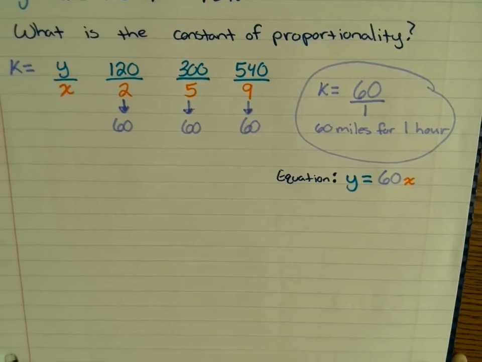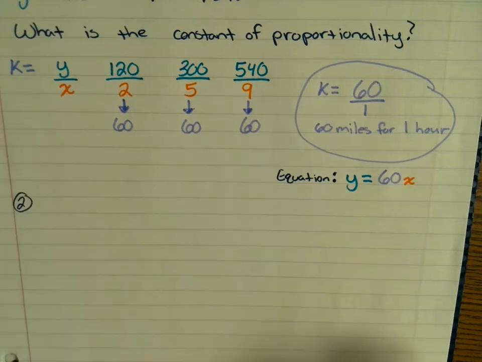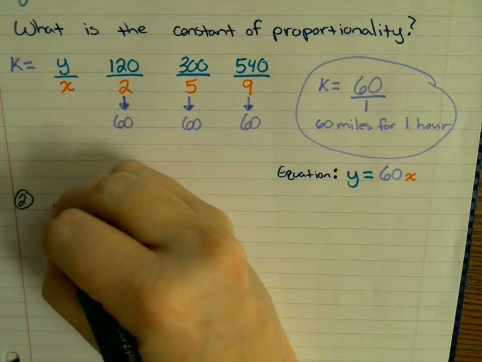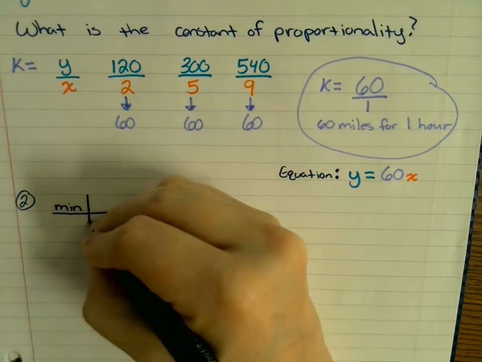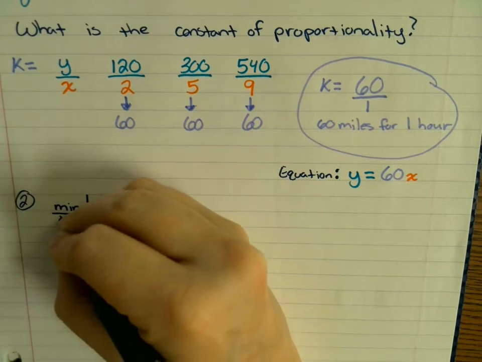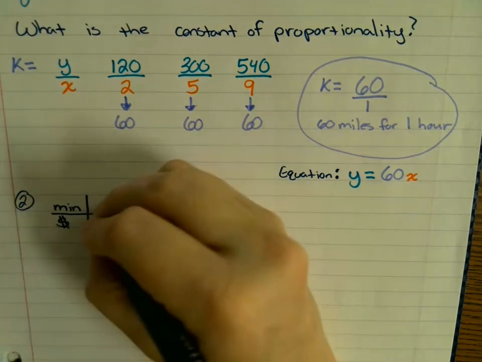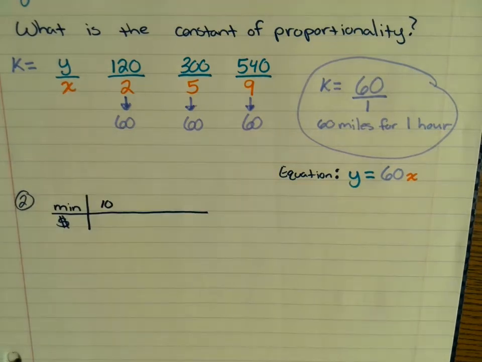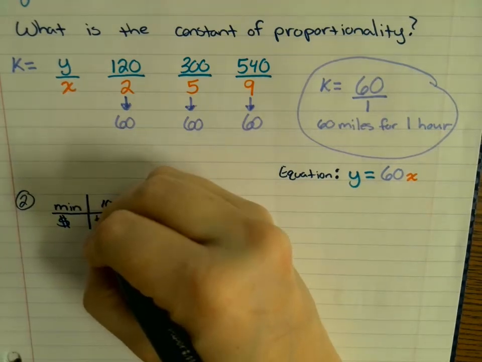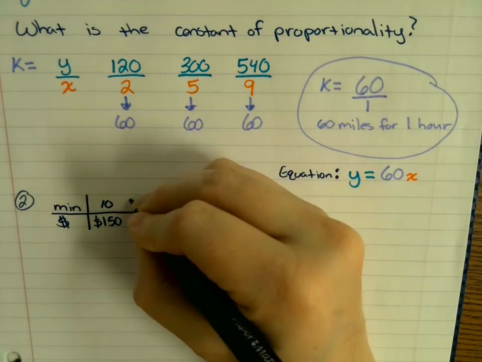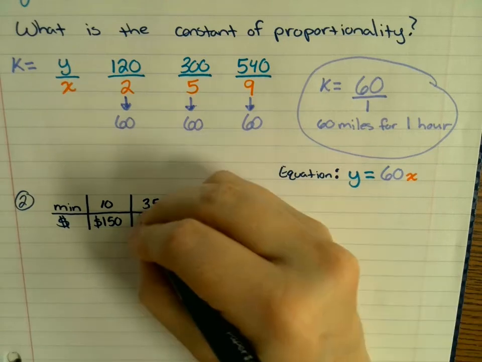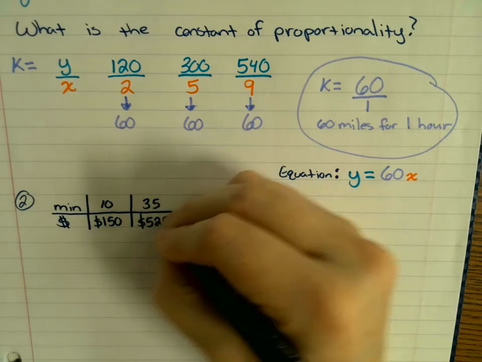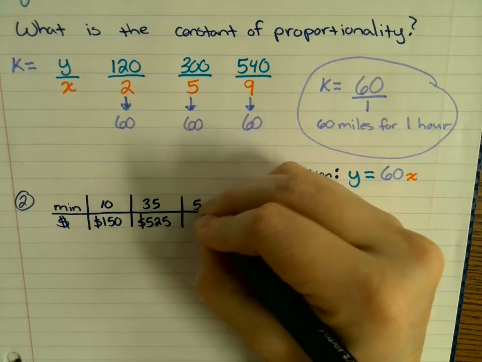Okay, let's try another one. We've got minutes and the price. Okay, so for a course of 10 minutes, maybe we're paying $150. For the course of 35 minutes, we're paying a cost of $525. For the course of 50 minutes, we're paying a price of $750.